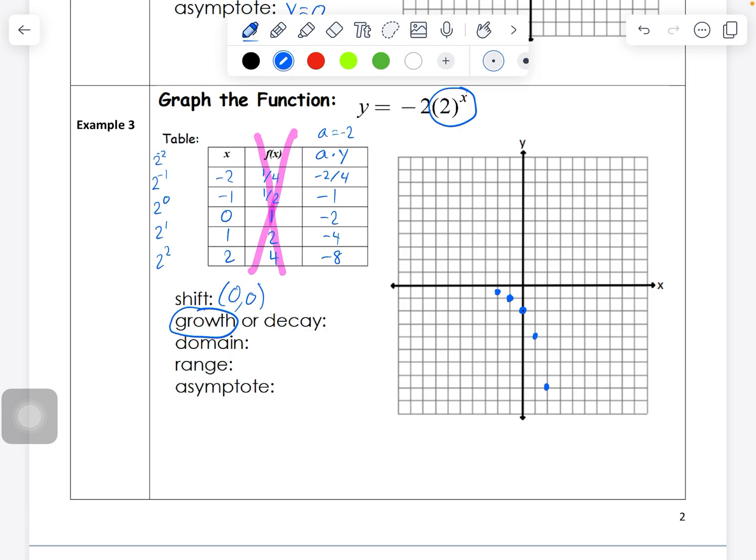So when you connect them this time, this one from left to right, let me see if I can adjust that here quick.